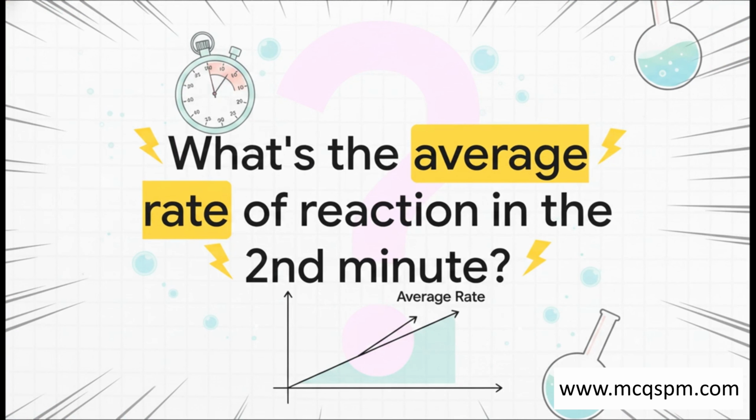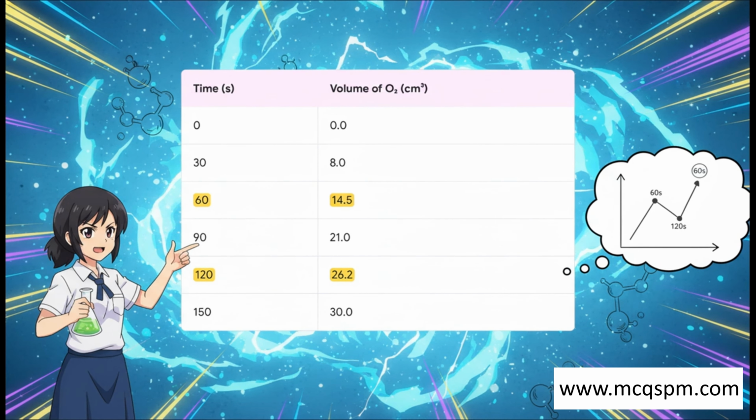So let's make this real. We're going to use an actual past year question. It asks for the average rate of reaction, but look closely. It says in the second minute. This is a classic little trick they like to use. All right, here's our data. The question asks for the rate in the second minute. Now, here's the trap so many students fall into. They see second minute, and they just look at the 120-second mark.